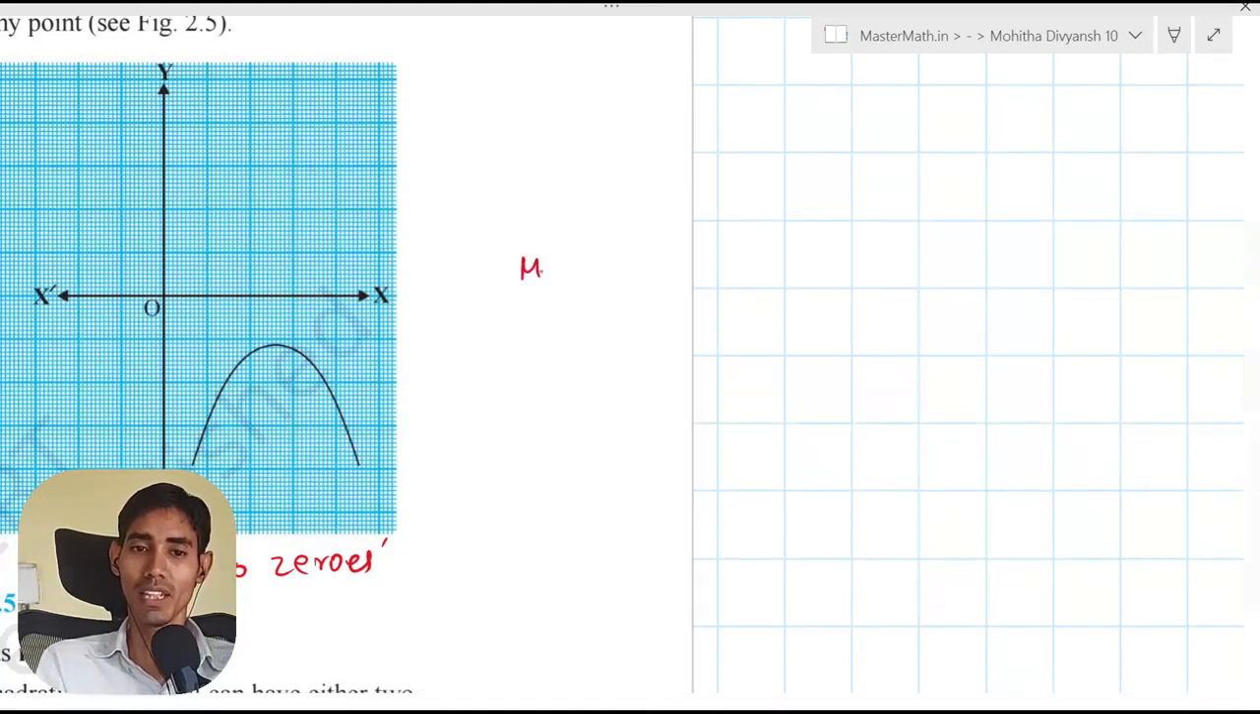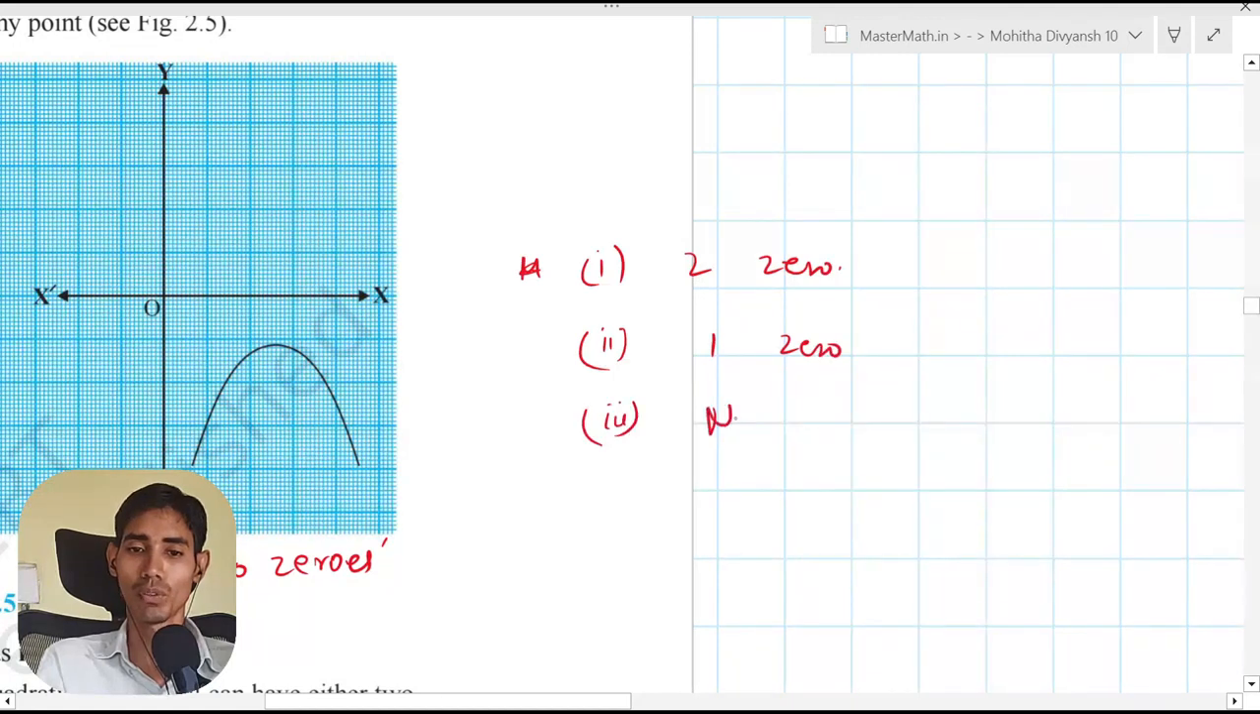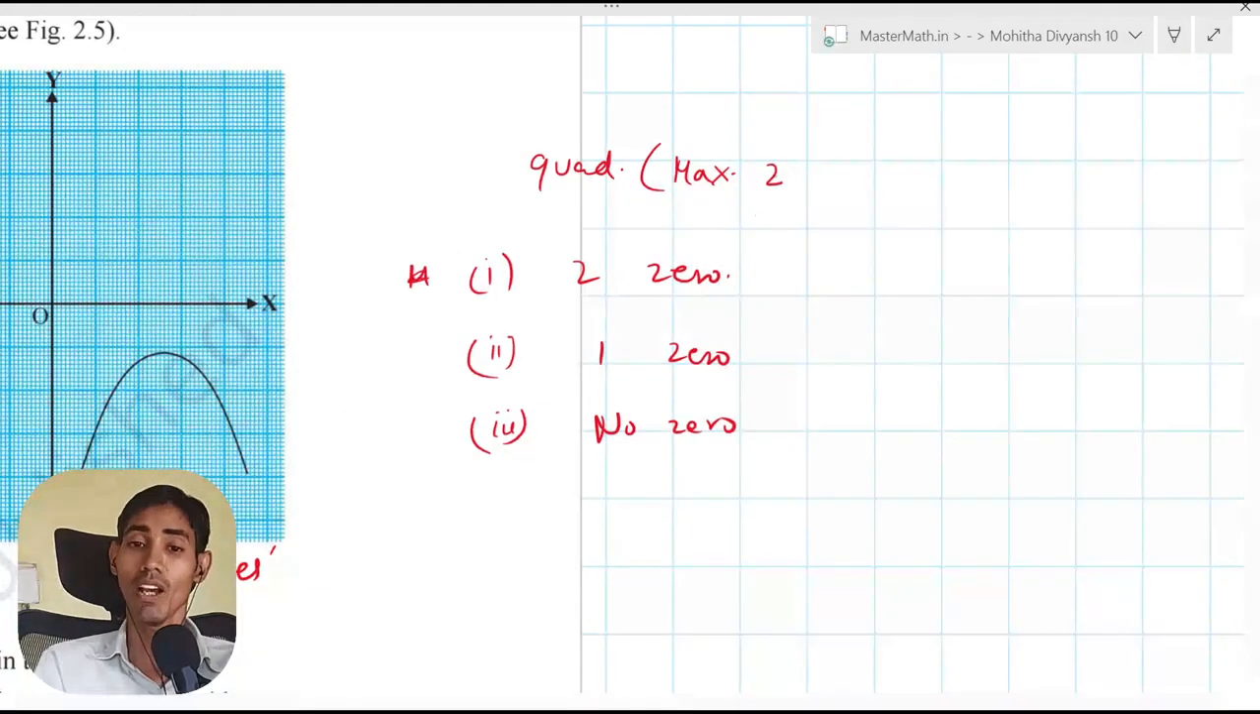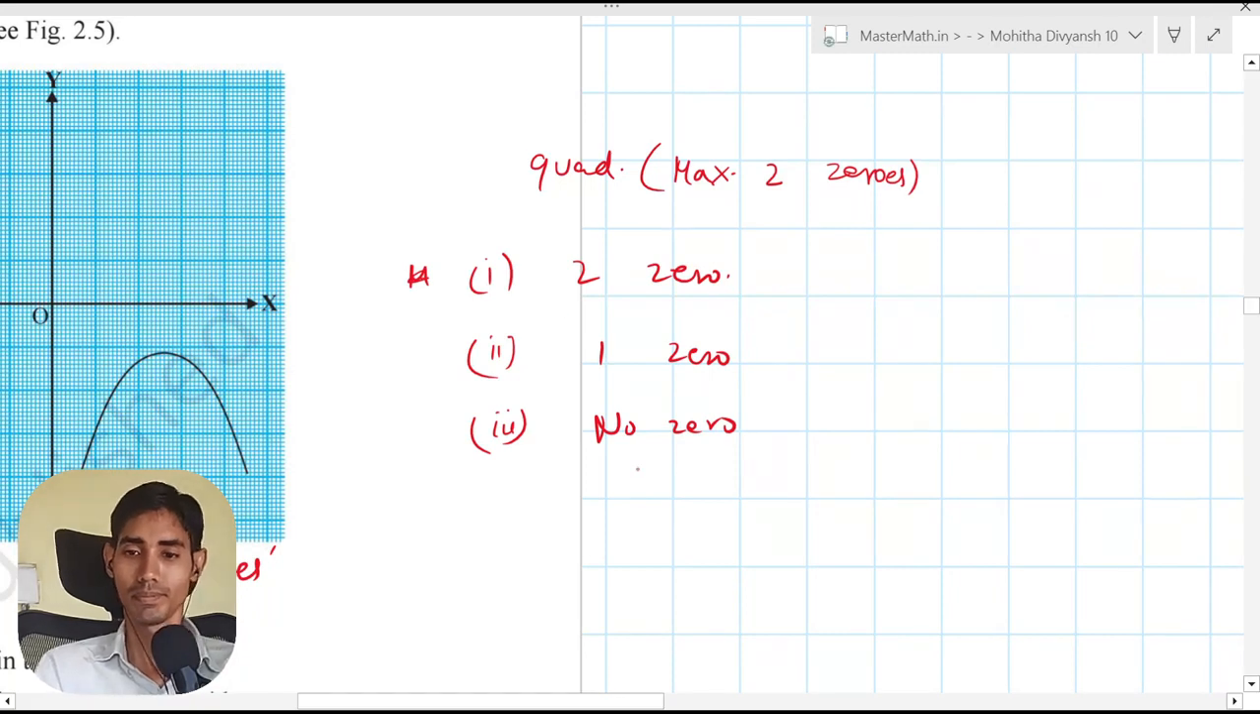But in the first case, we had 2 zeros. In the second case, we had 1 zero, and in the third case we had no zero. So for a quadratic, it's not that we have 2 zeros, it is a maximum of 2 zeros. This is very important. We can have a maximum of 2 zeros.